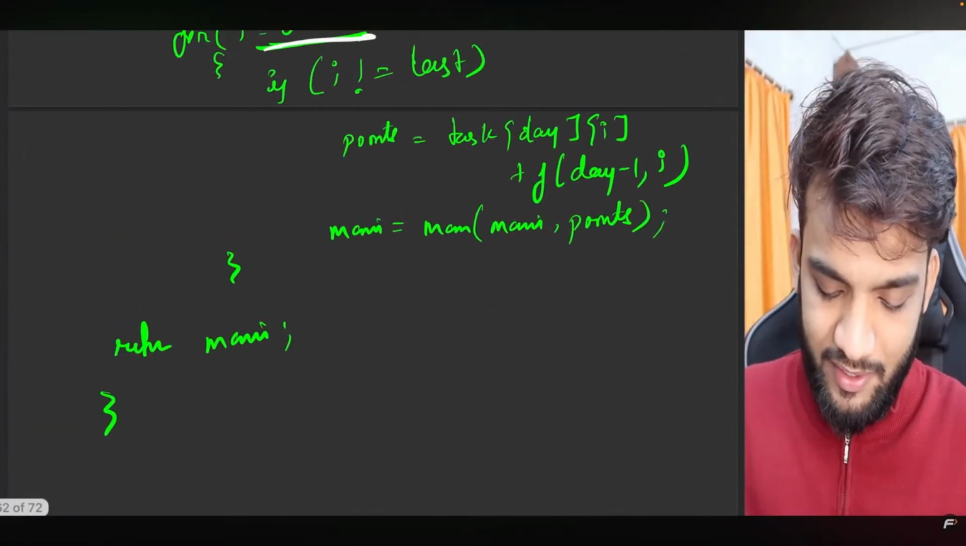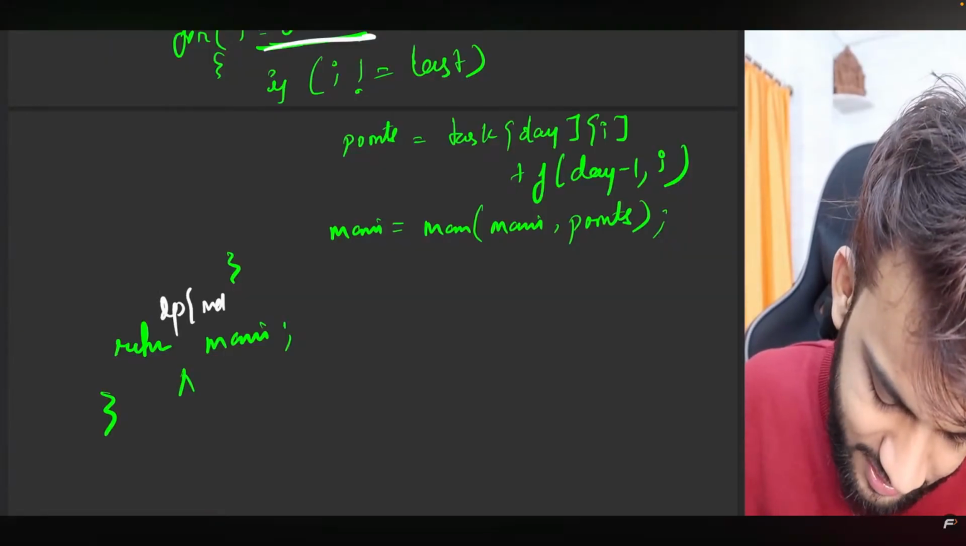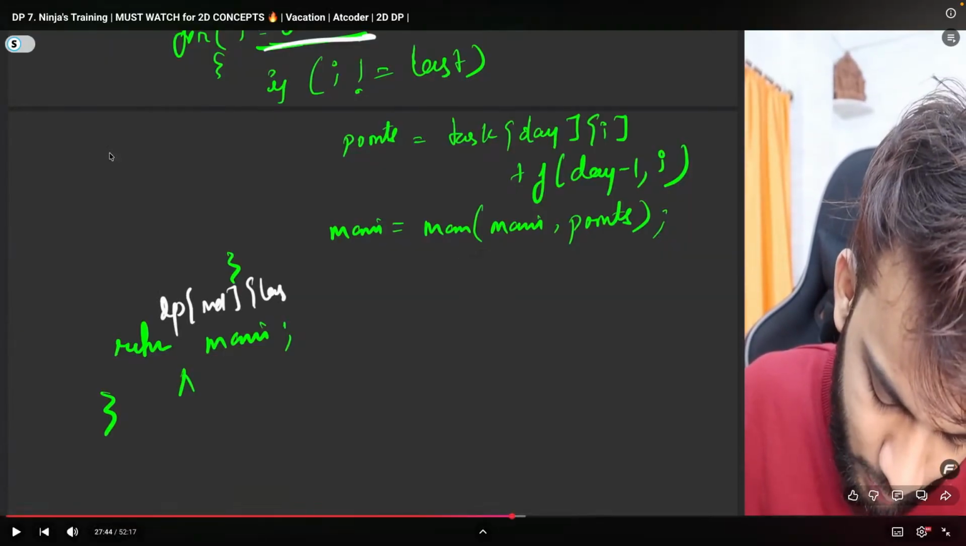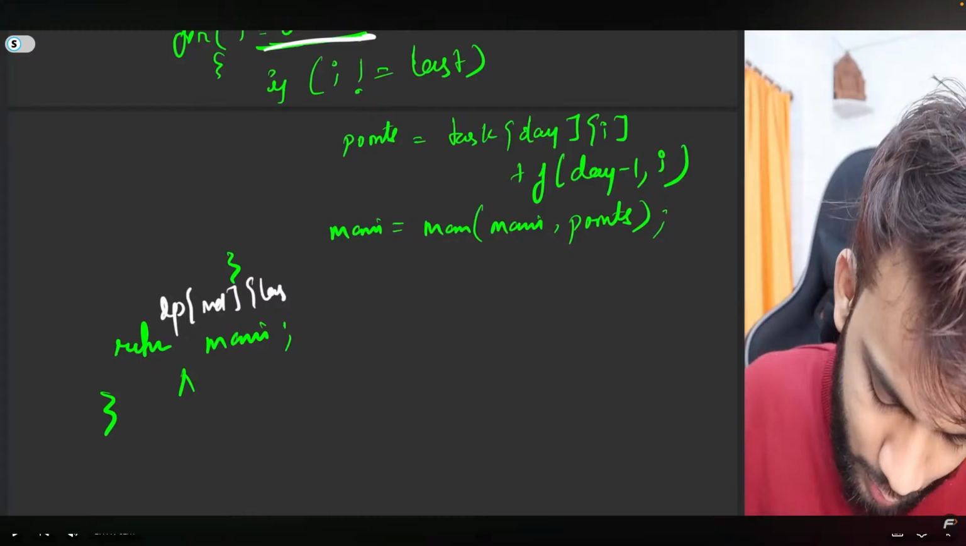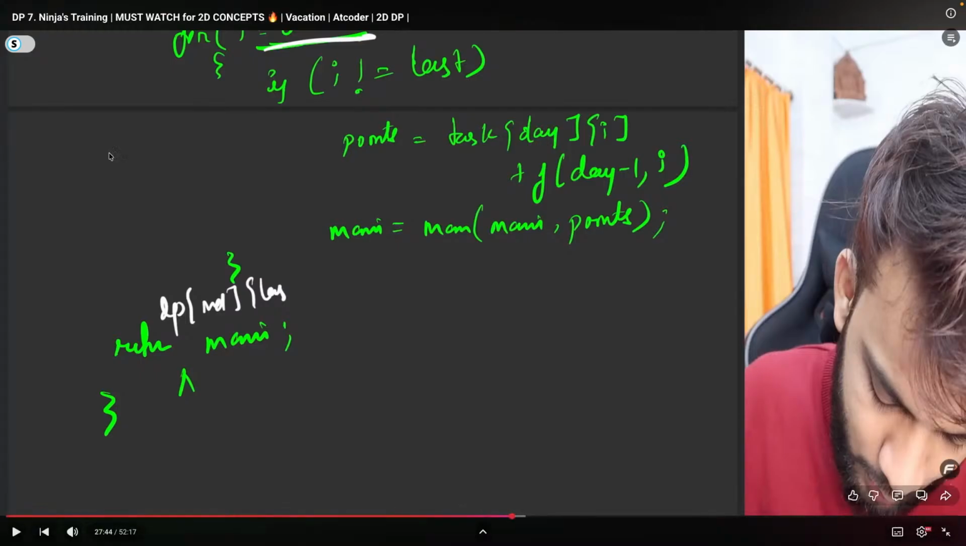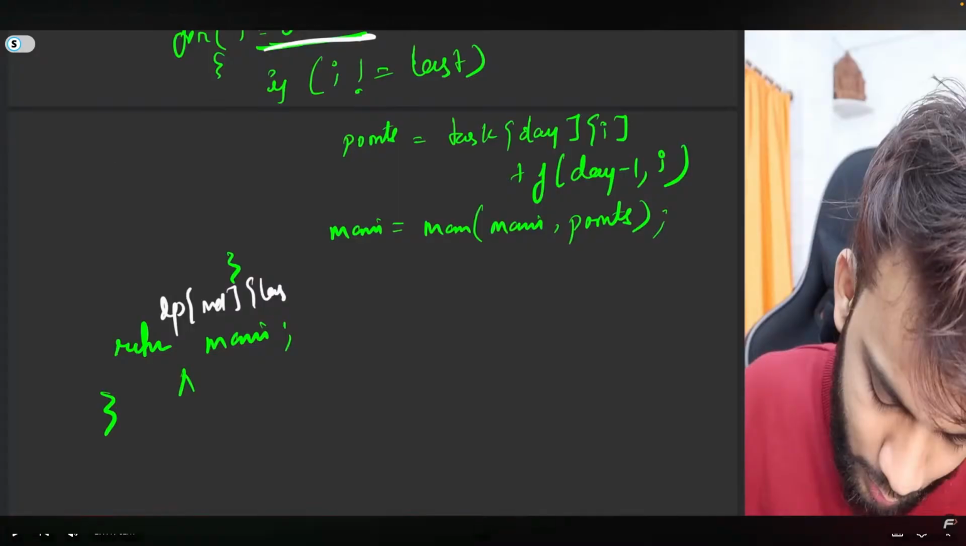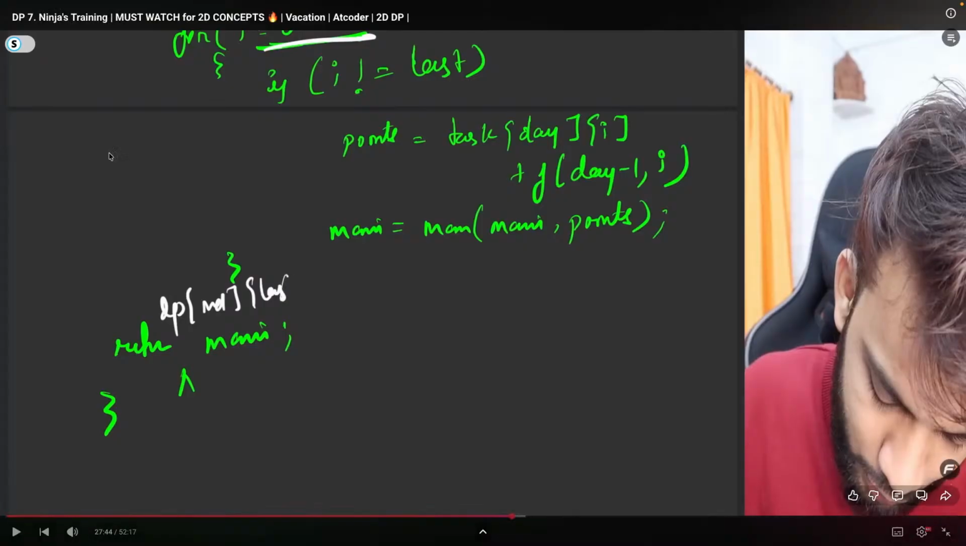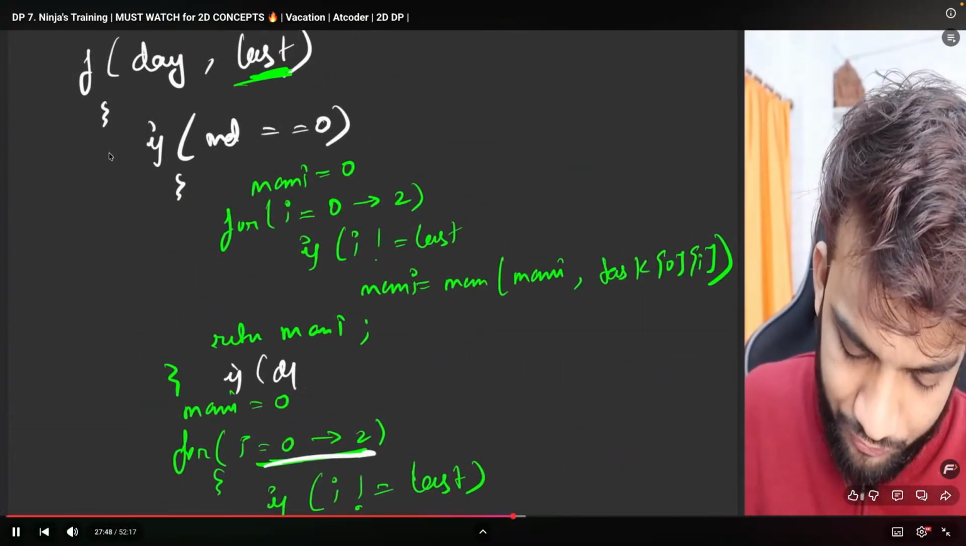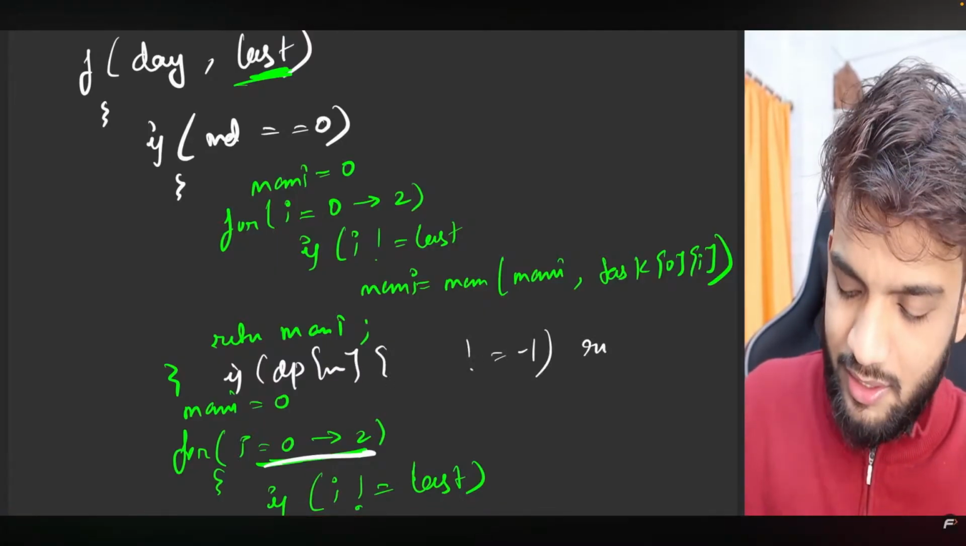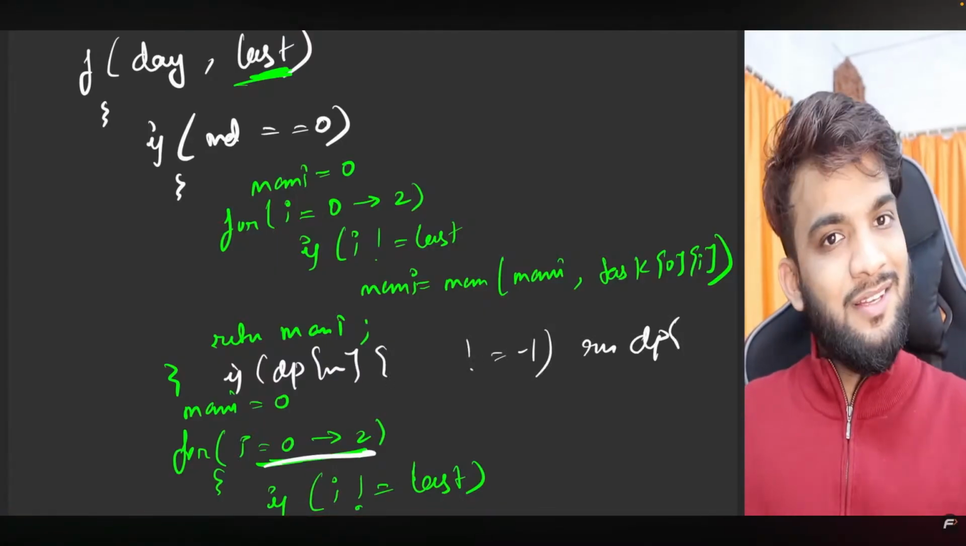And that was the first step? Definitely. Over here, you tend to write dp of index last equal to maxi. And over here, just one line: if dp of index last not equal to -1, return dp of index last. 2D DP done.